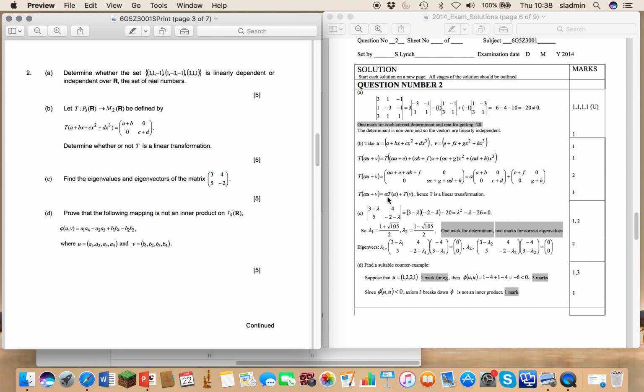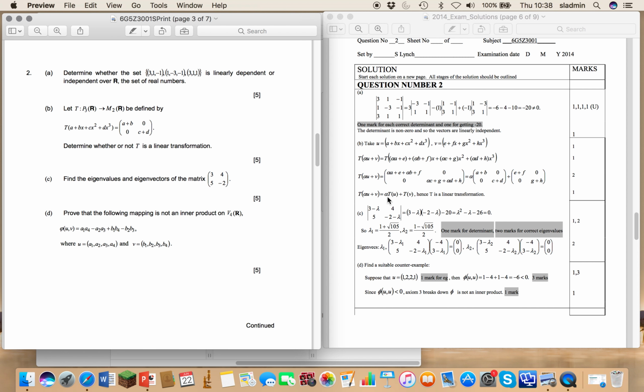This is just simple addition of polynomials. Then we apply the mapping to this polynomial to get this 2 by 2 matrix. This 2 by 2 matrix can then be split into these 2 matrices, and then you can clearly see that T of alpha u plus v is the same as alpha T of u plus T of v, so T is a linear transformation.